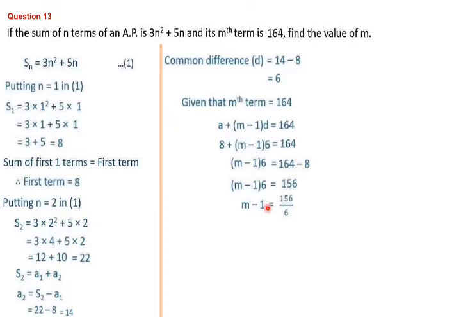Then m minus 1 is equal to 156 by 6. So m minus 1 is equal to 156 by 6, which is 26. Then take this minus 1 to the right side. m is equal to 26 plus 1, that is equal to 27. So we have found the value of m. m is equal to 27.